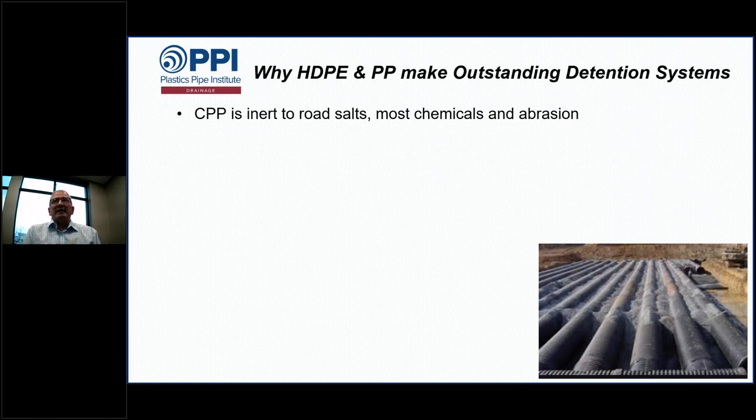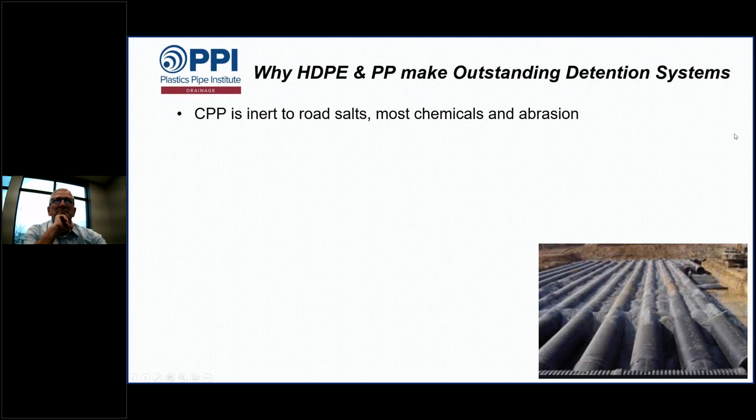And then with this, I'll let Dan talk about the detention systems and why the HDPE and PPP are good for detention. Yeah, this is one of our areas where we feel like corrugated plastic pipe does quite well, whether HDPE or polypropylene, both have great characteristics.